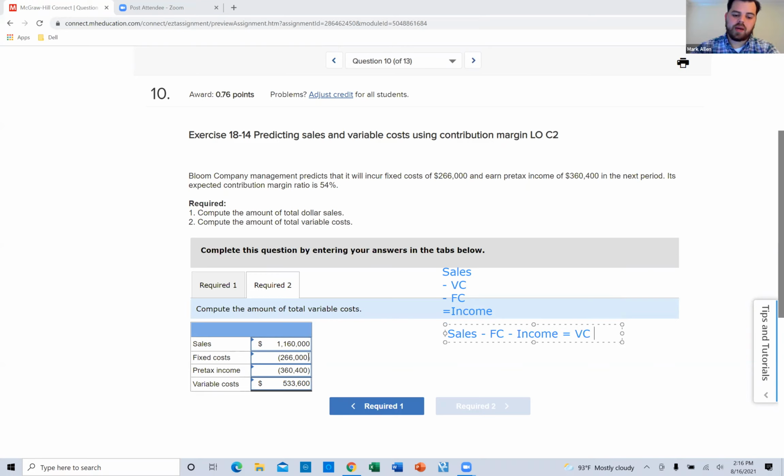Sales minus fixed costs minus pre-tax income is variable costs. And so it does in fact work. That's the point, right? That's why this formula is what it is in this case. Now it's just a matter of pulling in the numbers that they asked for.